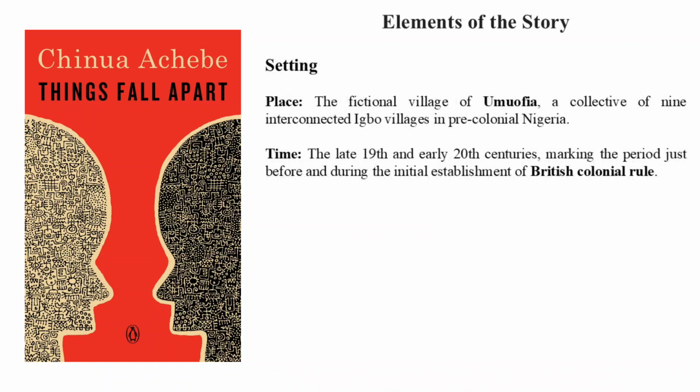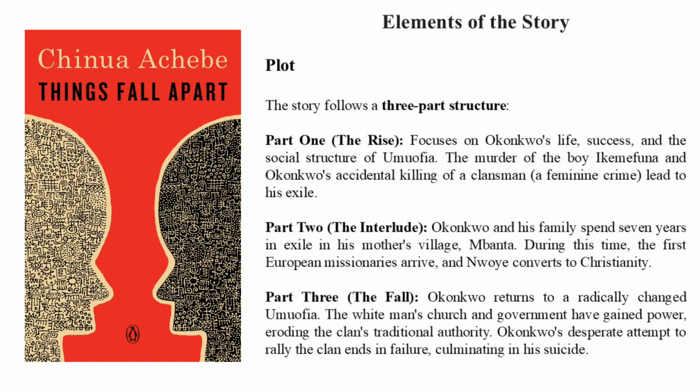Setting. Place. The fictional village of Umuofia, a collective of 9 interconnected Igbo villages in pre-colonial Nigeria. Time. The late 19th and early 20th centuries, marking the period just before and during the initial establishment of British colonial rule. Plot. The story follows a 3-part structure.